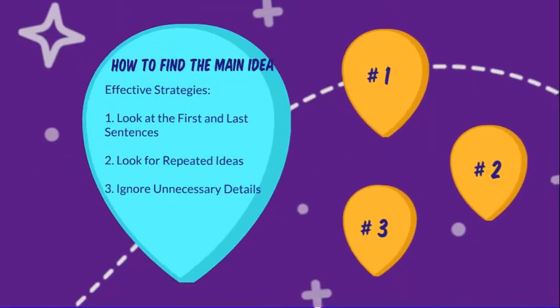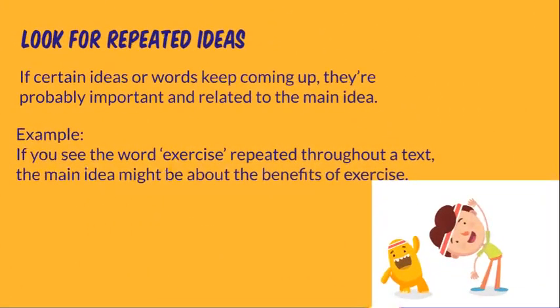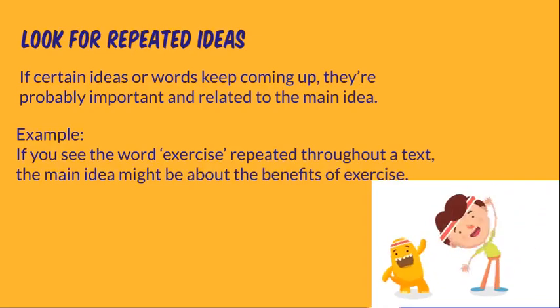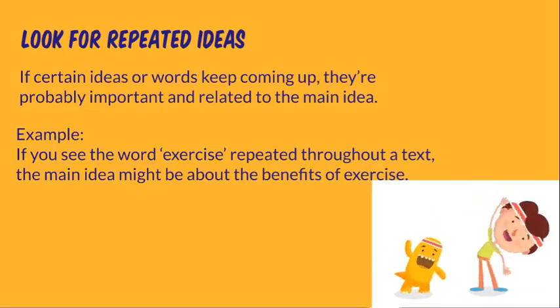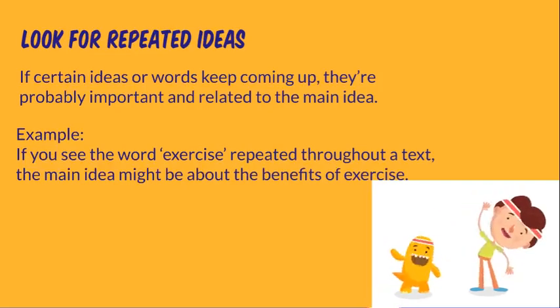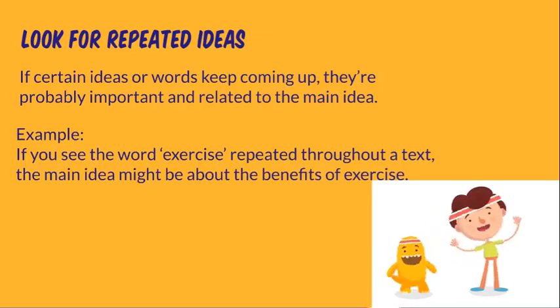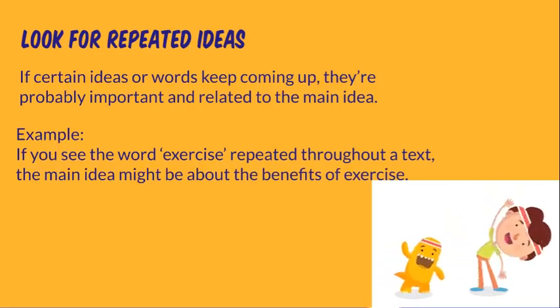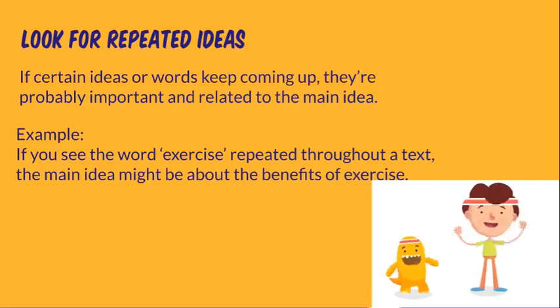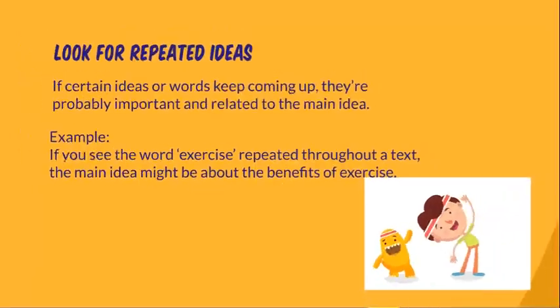Okay. Now, the second strategy is to look for repeated ideas. If a certain idea or word keeps coming up, it is probably important and related to the main idea. Let's see an example. If you see the word exercise repeated many times throughout the text, then it means the main idea might be about the benefits of exercise. So the first step is to read the first and the last line. The second step is to look for repeated ideas.